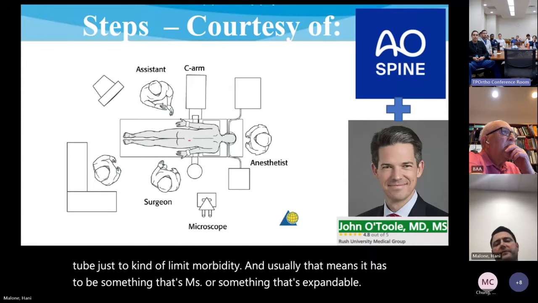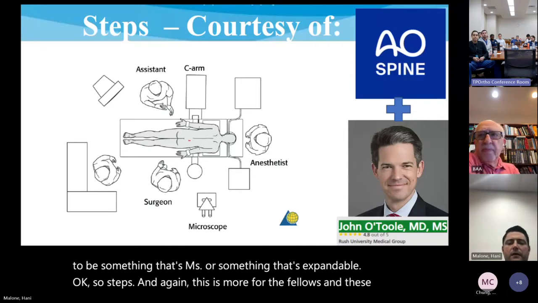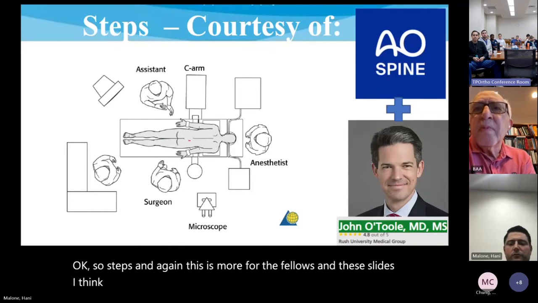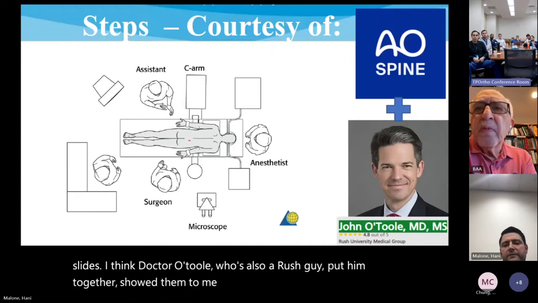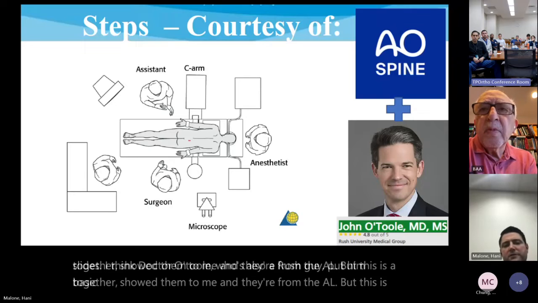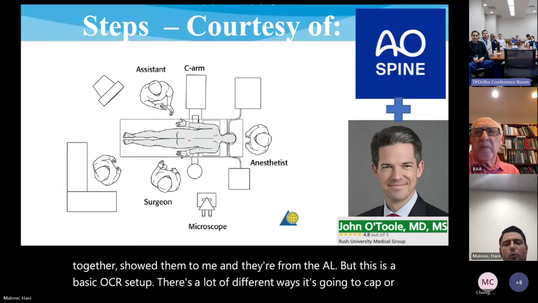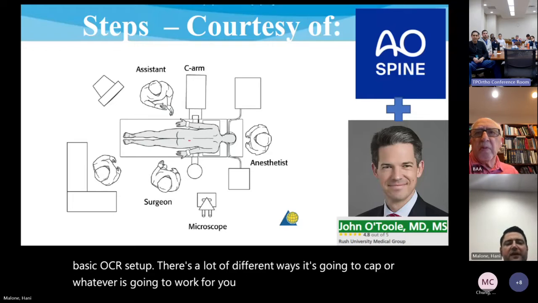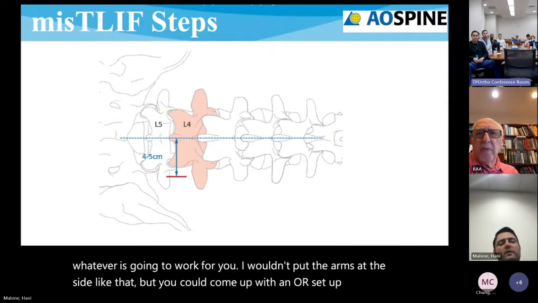Okay, so steps. Again, this is more for the fellows. And these slides, I think Dr. O'Toole, who's also a Rush guy, put them together or showed them to me here. And they're from the AL. But this is a basic OR setup. There's a lot of different ways to skin a cat, but whatever's going to work for you. I wouldn't put the arms at the side like that, but you could come up with an OR setup that works. So what are the steps?